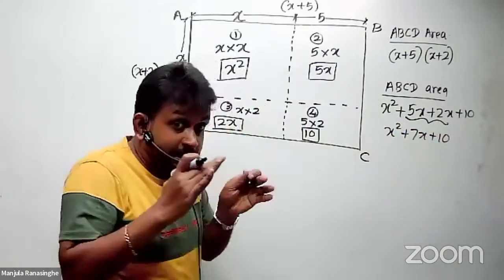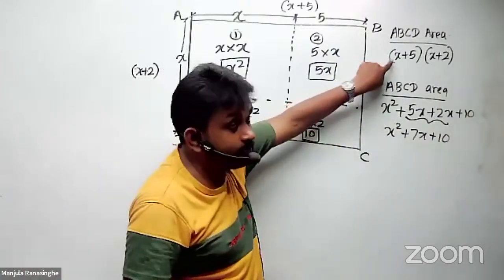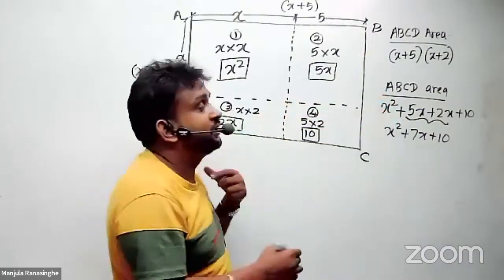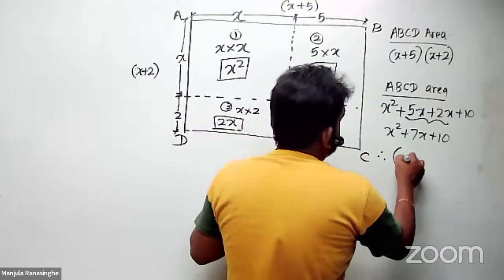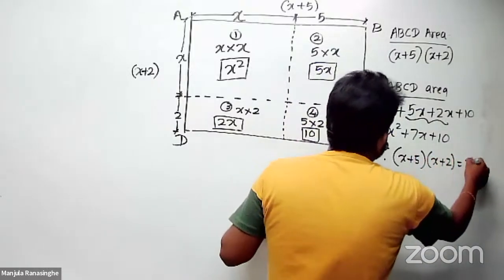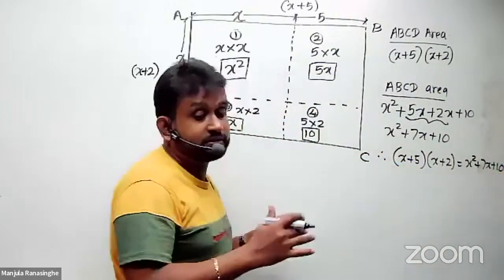Now the same plane figure is taken in our two methods, this and this. That means x plus 5 into x plus 2 shall equal x squared plus 7x plus 10. Right. This is how you prove it.